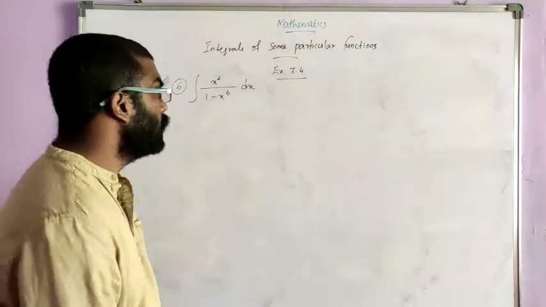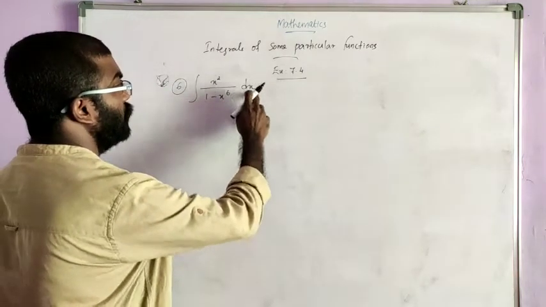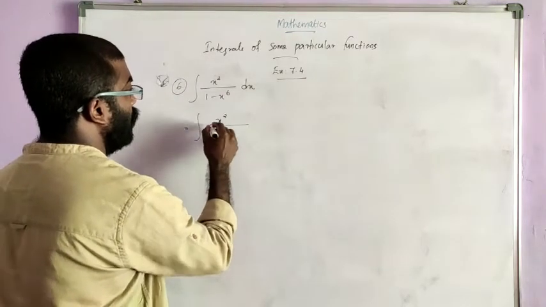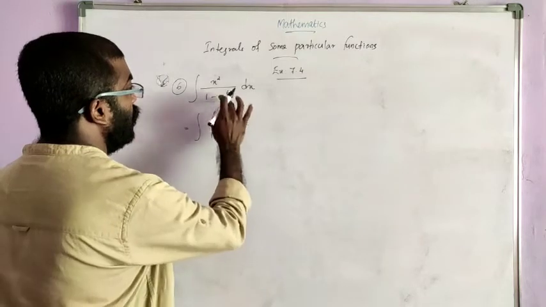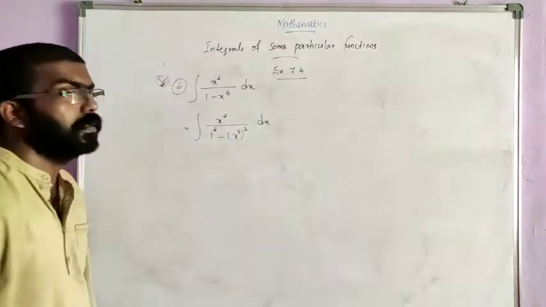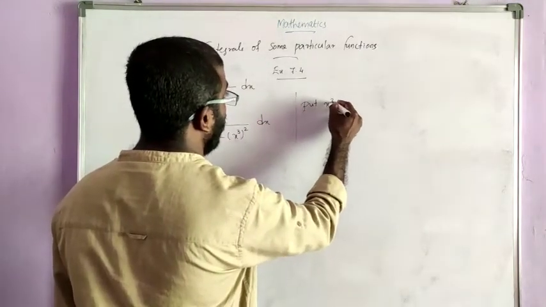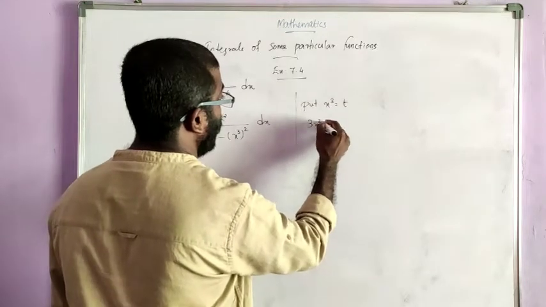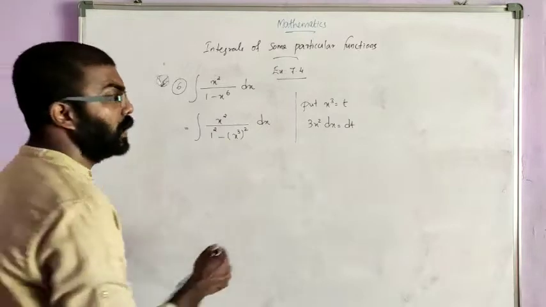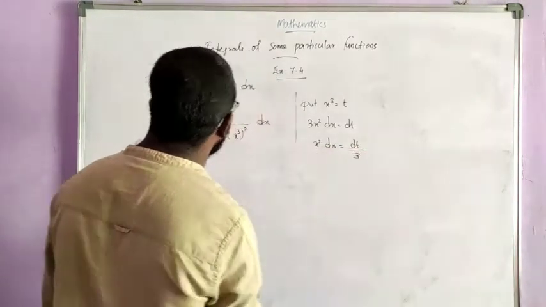Now we move on to question number 6. Integral x square divided by 1 minus x raised to 6 dx. So this can be rewritten as x square by 1 square minus x cube the whole square dx. Now we can replace x cube by t. Put x cube is equal to t. 3x square dx is equal to dt. Here we have x square dx on the numerator. So x square dx is equal to dt by 3.